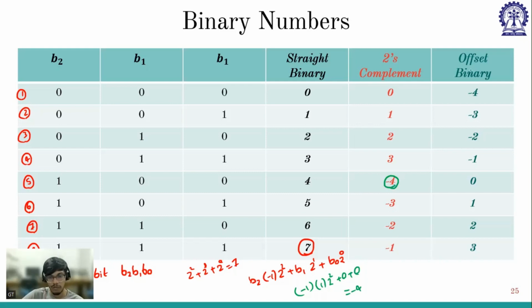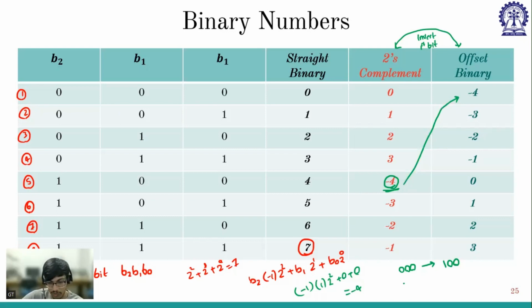In the case of offset binary, we have to toggle the first bit. So from offset binary to 2's complement, we have to invert the first bit. So if this 0, 0, 0 is in offset binary, it means in 2's complement it is 1, 0, 0. So in 2's complement 1, 0, 0 means minus 4.